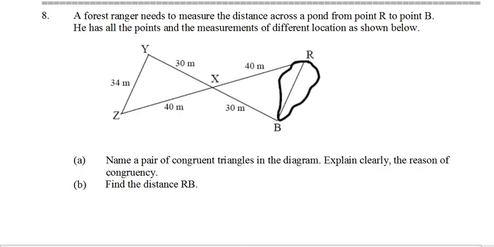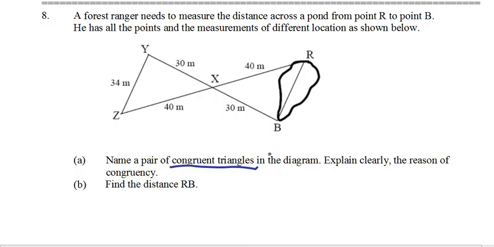Okay, now let's look at question 8. This time round, the question takes the form of a word problem. You're told that a forest ranger needs to measure the distance, and he has all the points and the measurements, and you're supposed to name a pair of congruent triangles.